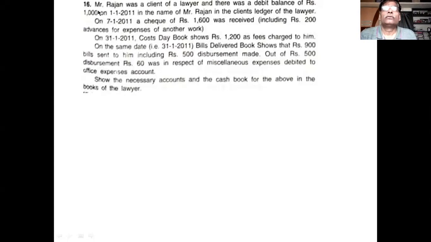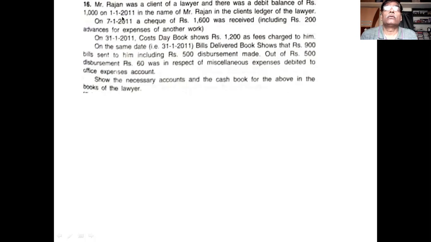Okay. Now you see example number 16. Mr. Rajan was a client of the lawyer and there was a debit balance of rupees 1000. Rajan's account balance is a debit balance of 1000 in the books of the lawyer. So this is to be shown on the debit side of the Rajan account in the lawyer's book. This is the opening balance. You have to take this as an opening balance.